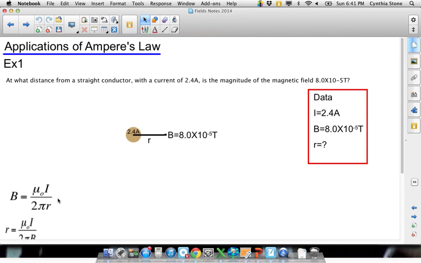It's just a straight application of the formula where we're looking for R instead of B. So we know at this particular location, that's the magnetic field strength. We're going to calculate the R, which is to the center of the conductor, not to the surface. We don't know anything about the diameter of the conductor, so.